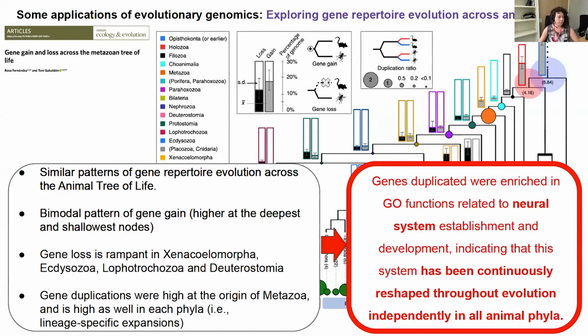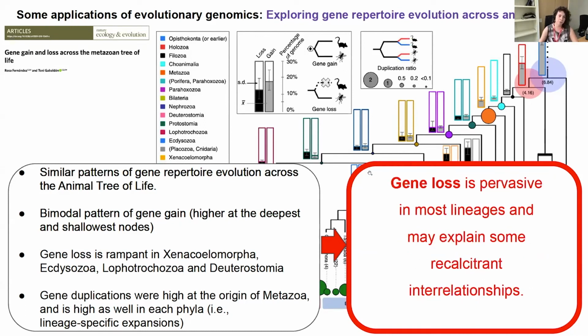I'm going to be a little bit brief, I'm not going to show you more images, but you will need to take my word on that. We explored the function of these genes that were duplicated, and we checked that in every single node from the emergence of animals to the tips, to the phylum level. And what we found is that genes that were duplicated in each node, pretty much in every case, were enriched in functions related to the establishment and development of the neural system. So what we hypothesize is that this indicates that the neural system has been continuously reshaped throughout evolution, and it has been made independently in the different animal lineages.